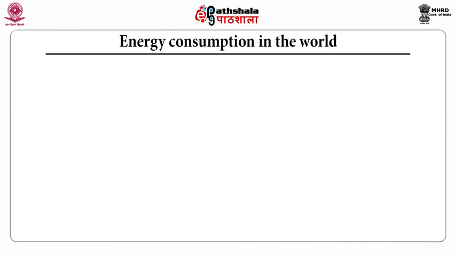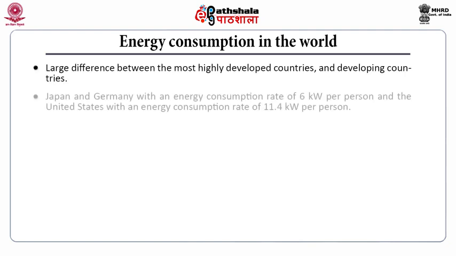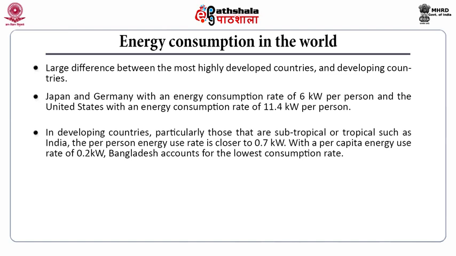Energy consumption in the world. The energy consumption is loosely correlated with gross national product and the climate. But there is a large difference even between the most highly developed countries such as Japan and Germany, with an energy consumption rate of 6 kilowatt per person, and the United States with an energy consumption rate of 11.4 kilowatt per person. In developing countries, particularly subtropical or tropical countries like India, the per person energy use rate is closer to 0.7 kilowatt only.